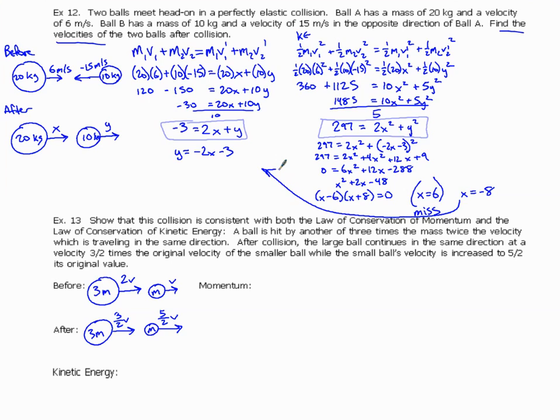over here. So y equals -2 times -8 minus 3. And so y equals 13 meters per second, and x was -8 meters per second. And of course, the signs give us the idea of the direction here.